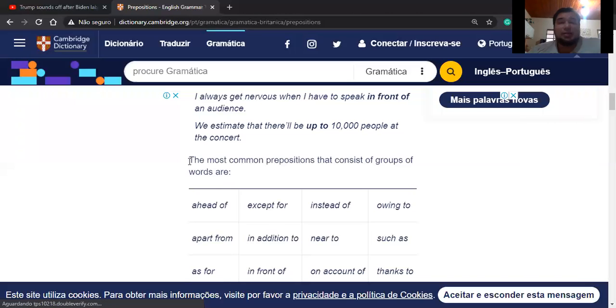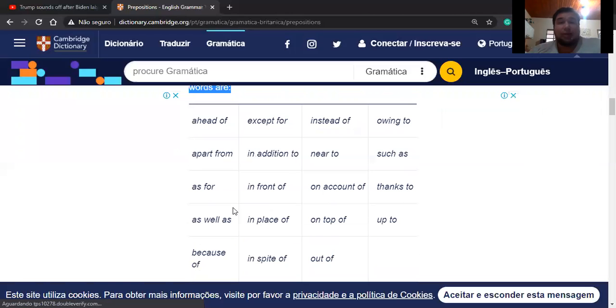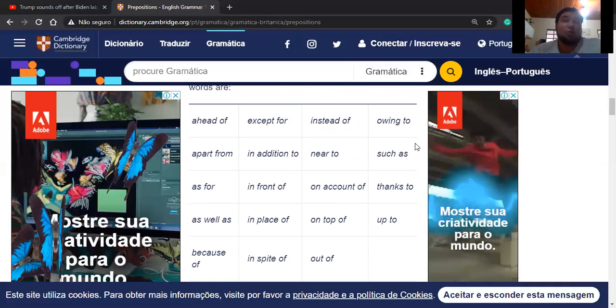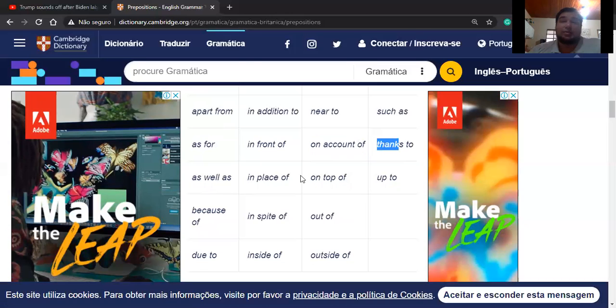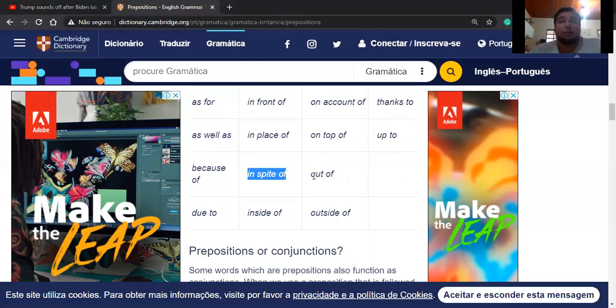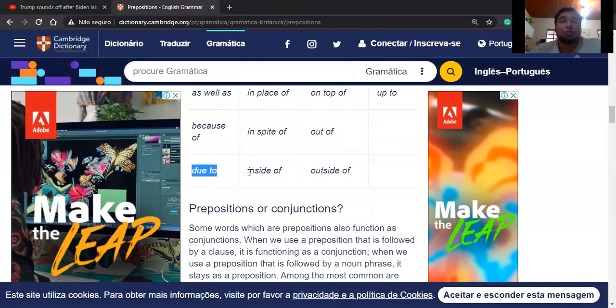Most common prepositions that consist of groups of words are: ahead of, except for, instead of, owing to, apart from, in addition to, near to, such as, for, in front of, on account of, thanks to, as well as, in place of, on top of, up to, because of, in spite of, out of, due to, inside of, outside of.